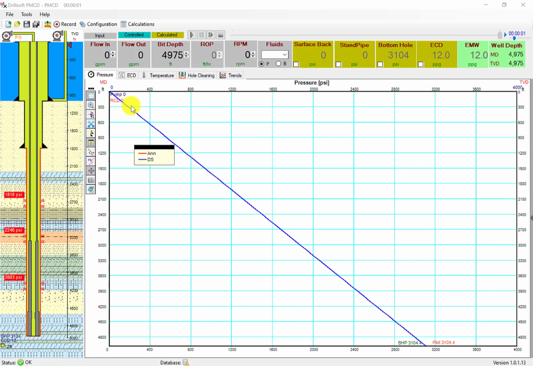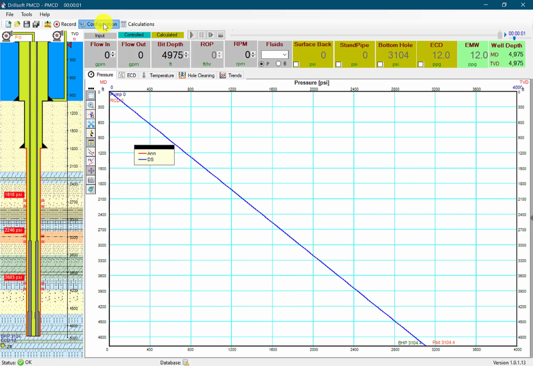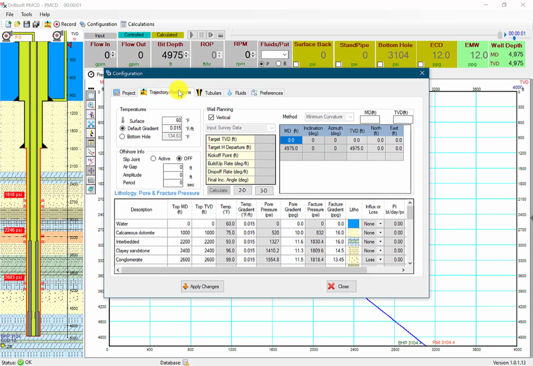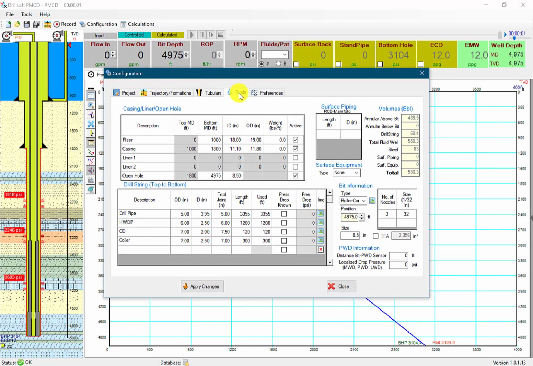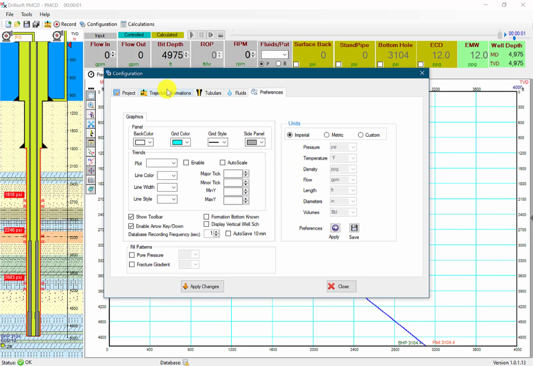the fracture zones. As you can see in my window, we maintain the same user interface as all other Drillsoft software packages. On the left hand side we have our wellbore schematic. We have 3 loss zones indicated here, and we can also configure our well or change stuff in the project, trajectory formation, tubulars, fluids, and preferences tabs.